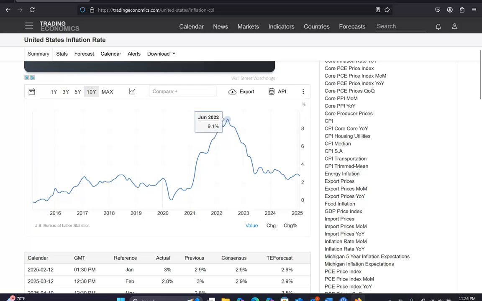That was in June 2022. After that, it gradually went down. That was due to some monetary policy measures, which comes in later chapters.